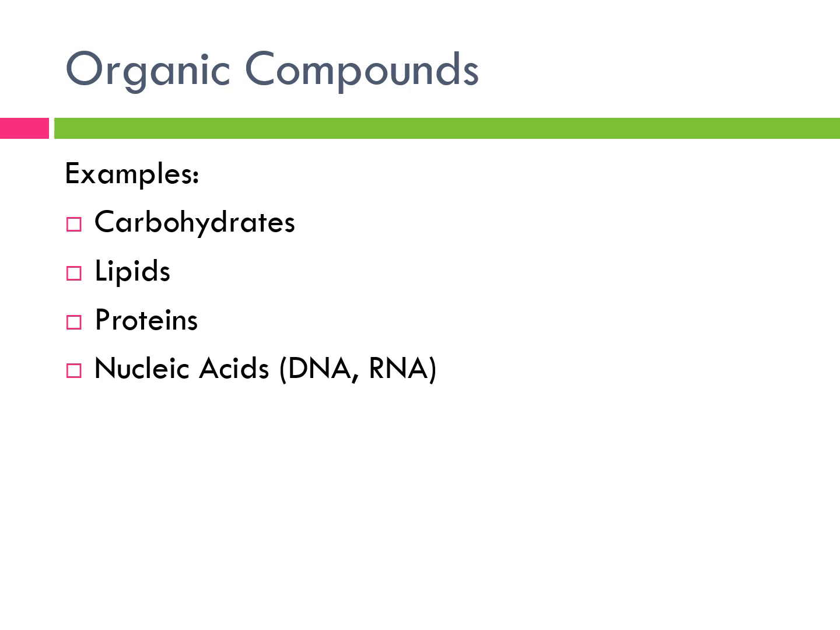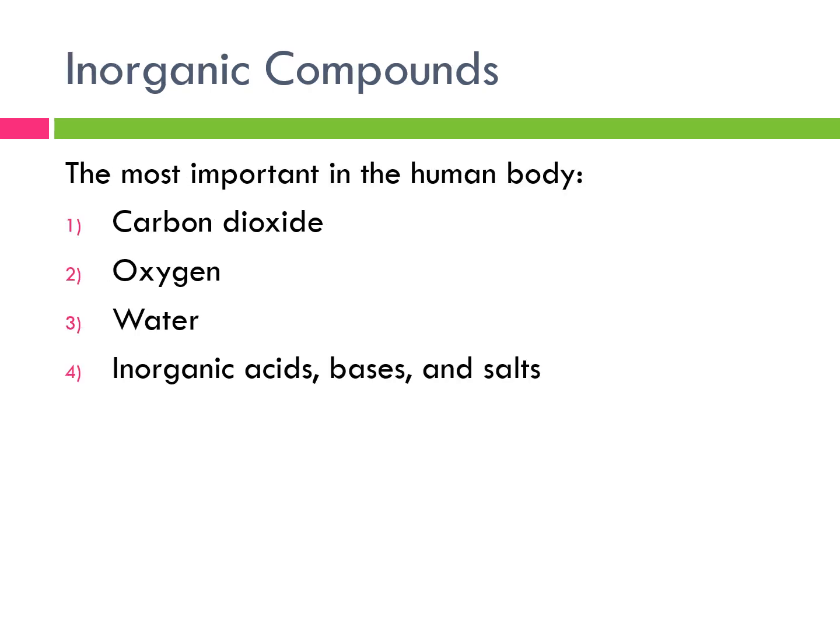Examples of organic compounds are carbohydrates, lipids, proteins, and nucleic acids like DNA and RNA. And we're going to dive sort of deeply into all of those in biochemistry later on in this lecture. Inorganic compounds that are most important to the human body are carbon dioxide, oxygen, water, and then specific acids, bases, and salts like sodium chloride. We need both of those things. They're highly important in the body.